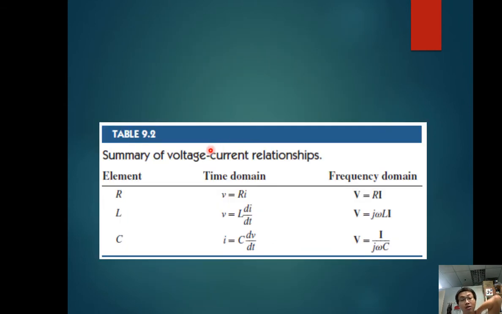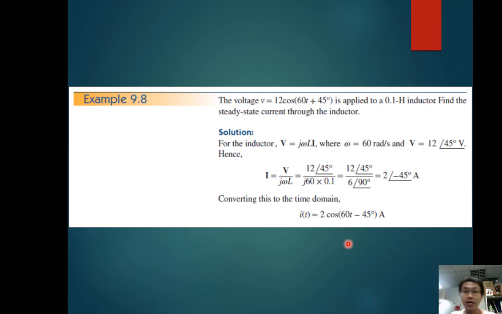As a summary here, the elements R and L are somewhat the same. For R, V equals IR, and in the frequency domain it is also V equals RI. For the inductor element, V equals L di/dt, which we can write in the frequency domain as V equals j ω L I. Then for the capacitor element, in the time domain I equals C dV/dt, and in the frequency domain V equals I over j ω C.